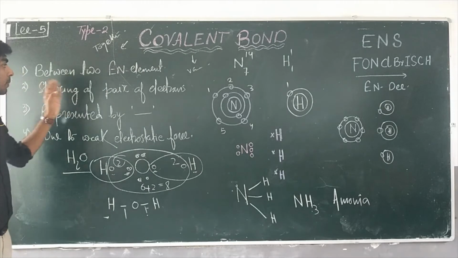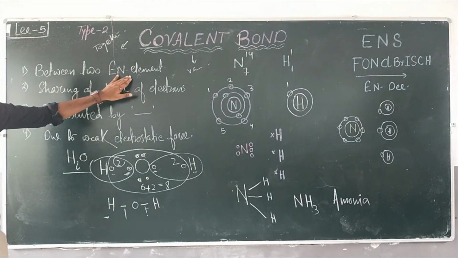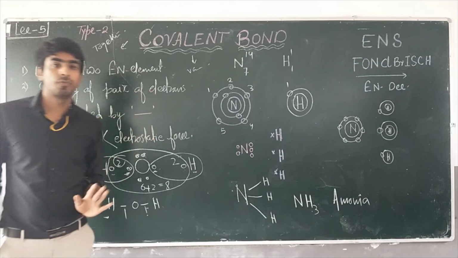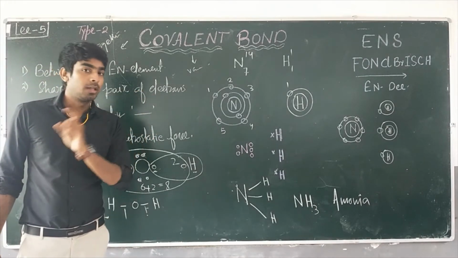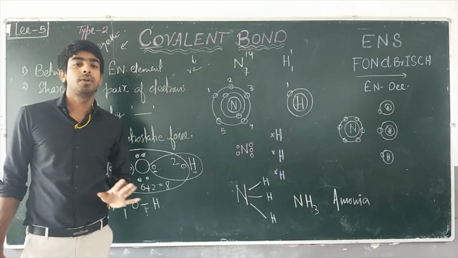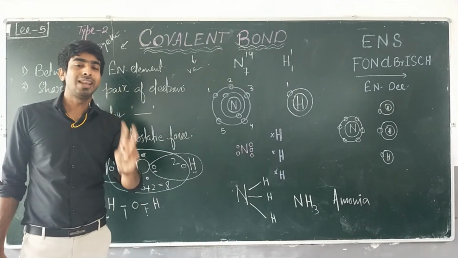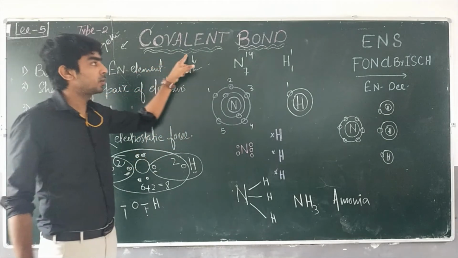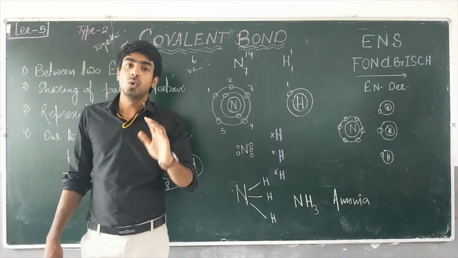Okay. So what will happen? First of all, the elements must be electronegative. They will share pairs of electrons. They cannot share only one electron. One electron sharing, no, it will never happen. Always at least two electrons take part in the formation of a covalent bond.